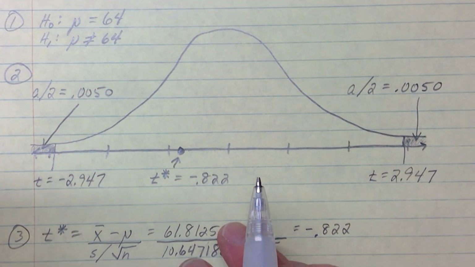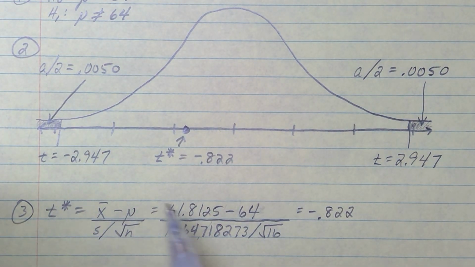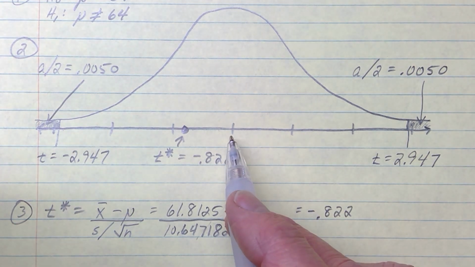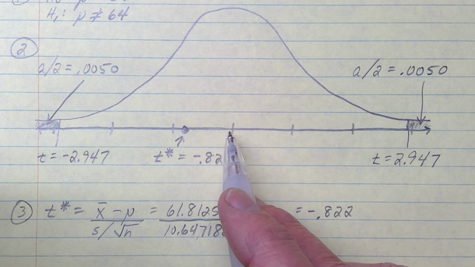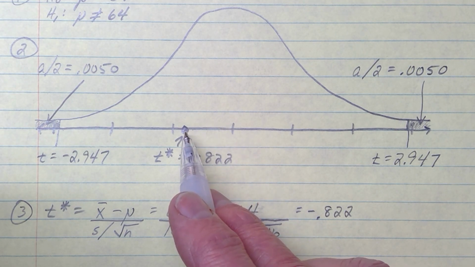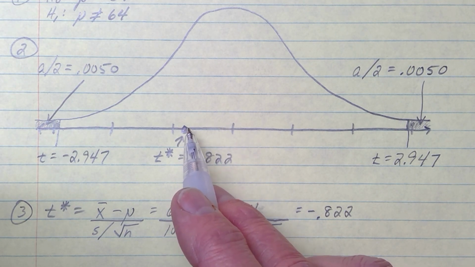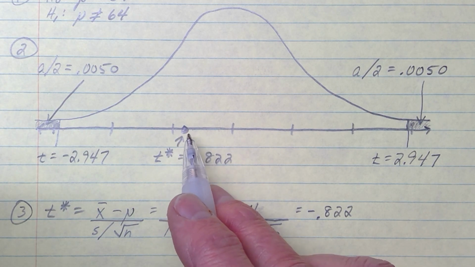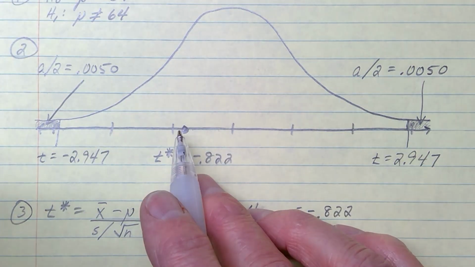Now I run my test and see where it lands. My test statistic turned out to be negative 0.822. Just remember that the test statistic is going to be a dot on your graph. I put that dot 0.8 of a step to the left. Here's 0, there's negative 1. I just want to go 0.8 of that, so it's about right there. Put a big old dot there. That's your test statistic, based on your data. This is where it landed. And now you can look at your picture and make a decision.